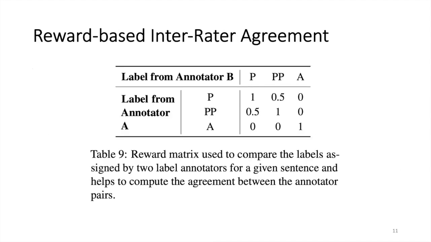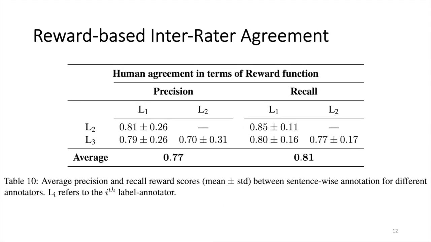Alternatively, we define a reward matrix based on simple heuristics. This reward matrix acts as a form of correlation between two annotators. For a given sentence, it compares the label of one annotator against the label of another annotator. Once the reward has been computed for each sentence, one can compute the average precision and recall rewards for a given sample and accordingly for the entire dataset.